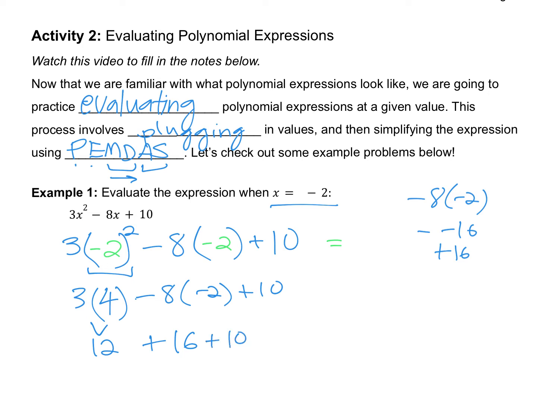And then plus 10. And then we get to addition, subtraction. Again, you could just work left to right. Here it's all addition. So it's just 12 plus 16 is 28, plus 10 is 38. And so that is the value of the expression when x equals negative 2.